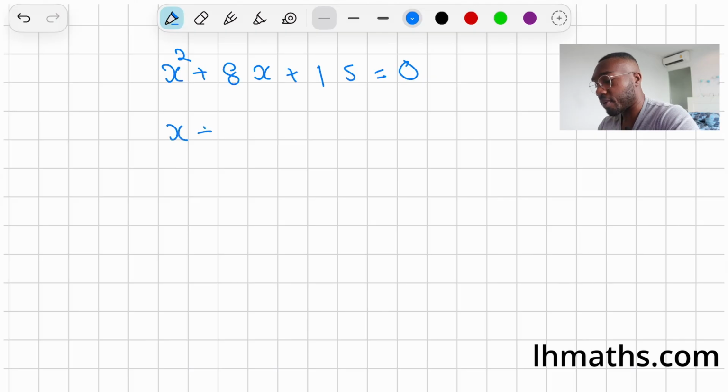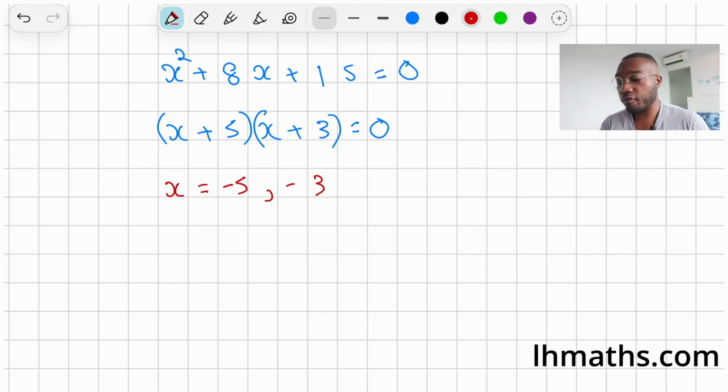So we get x plus 5 and then x plus 3, okay? And that's equal to 0, which means that if we were to work this out, we would get x is equal to -5, and then x is equal to -3. Now, what if we wanted to solve this by completing the square? How would we do that? Well, I will show you now.